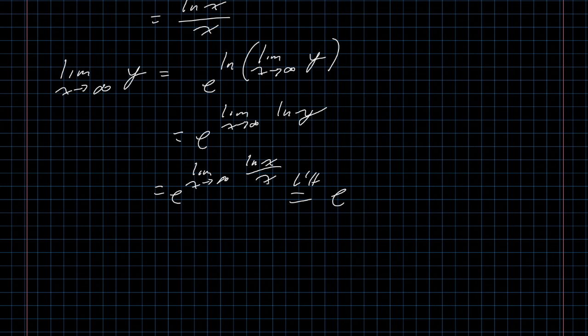We have e raised to the limit as x approaches infinity. Well, the derivative of natural log of x is 1 over x. The derivative of x is just 1. So we have e to the limit as x approaches infinity of 1 over x. That limit is 0, and anything raised to the 0 power is 1.